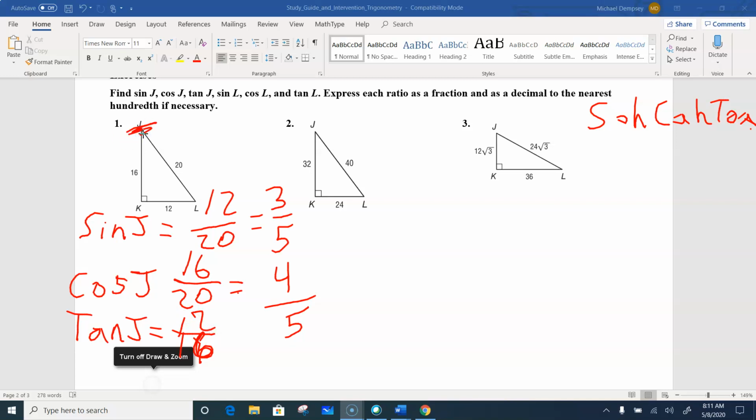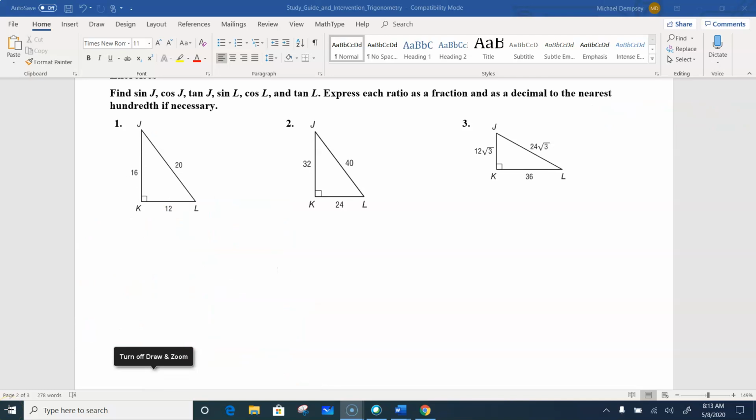So if I'm up here at J, opposite of J is 12. Adjacent is 16, so I have 12 over 16. Again, divide both of those by 4, and we would have 3/4. So I have the sine of J is 3/5, the cosine of J is 4/5, and the tangent of J is 3/4. So now I want to do the same three ratios, but I want to do them for L.